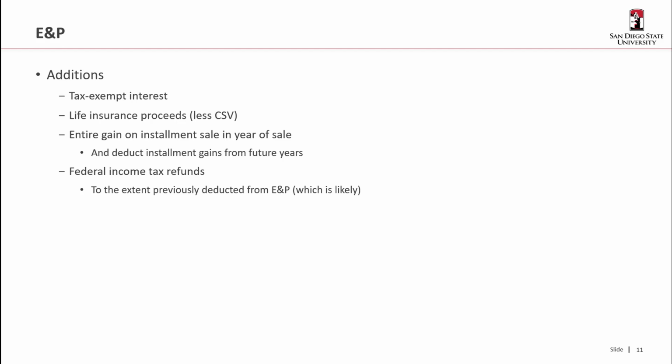So what sort of additions are there in detail? Like we saw on the previous screen, tax-exempt interest, life insurance proceeds less the cash surrender value to the extent there is one, the entire gain on the installment sale that occurs in the year of the sale, and then of course that would mean that in future years, as you recognize that installment gain, you would deduct that to get to E&P in future years. And federal income tax refunds to the extent that they were previously deducted from E&P, which is likely.